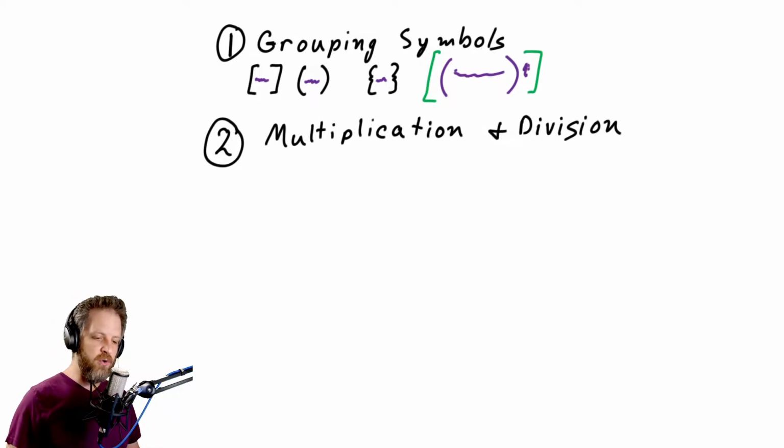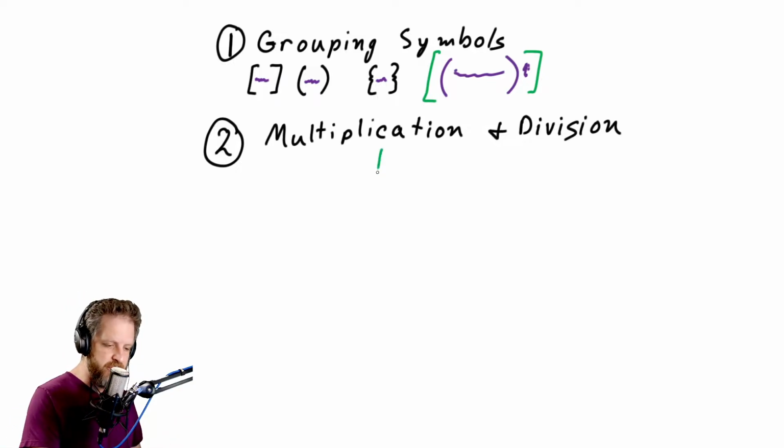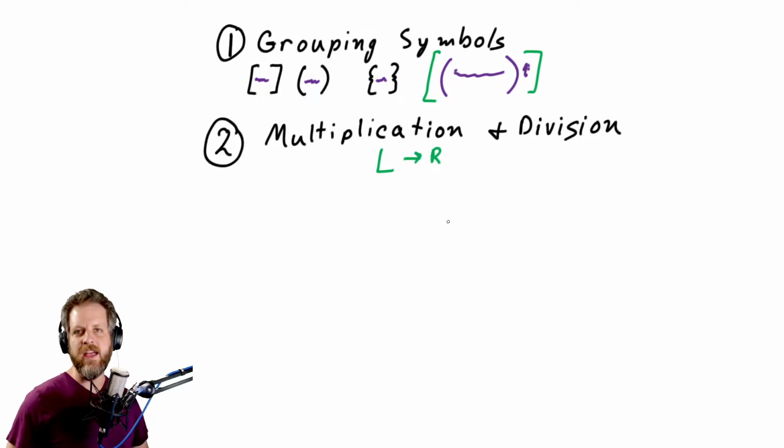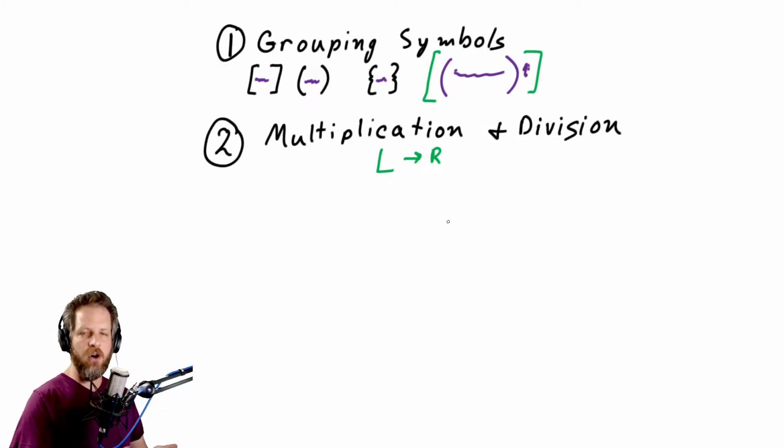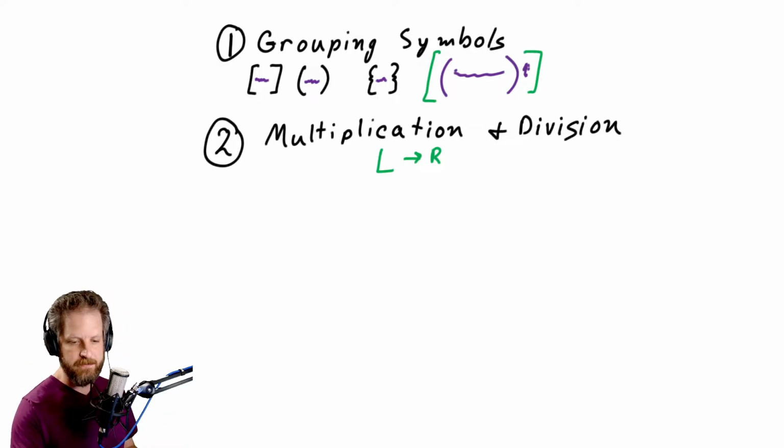The only trick with that is if we have more than one multiplication or division, we tackle those left to right. So we do the leftmost multiplication or division, then we do the next one, and so on until we've done all of the multiplication or division. So multiplication doesn't always come before division. They're on the same step.